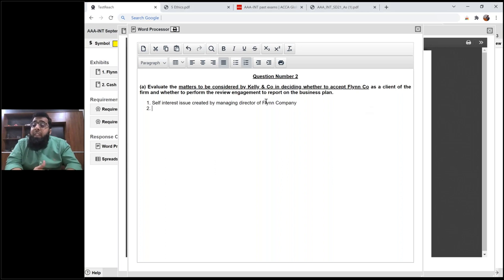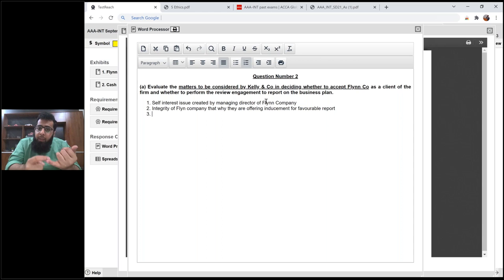We will think about their integrity. Integrity of Flynn Company. That is why they are offering inducement for a favorable report. Now, this is the point when I want you people to think in the direction of the question. Some more points.